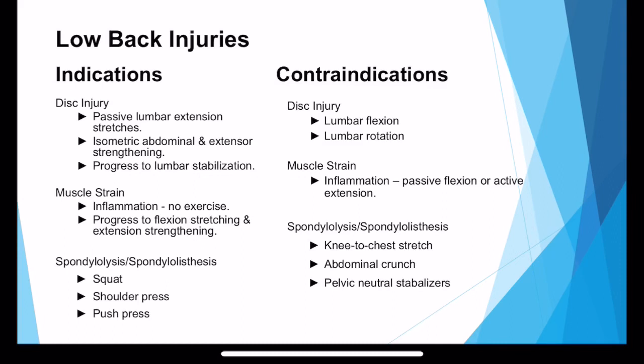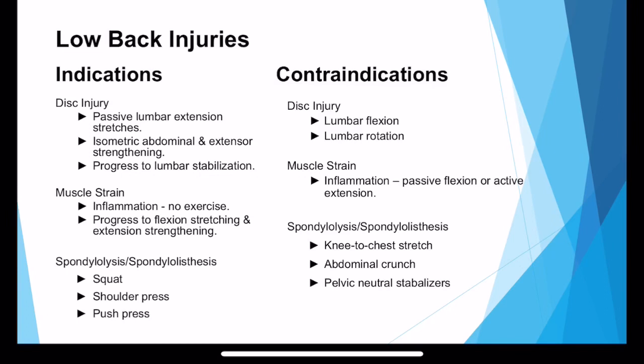And then a contraindication for a muscle strain would be if during inflammation, we're moving that muscle and we're further aggravating it. An indication for spondylolysis and spondylolisthesis would be a squat, a shoulder press, and a push press, and a contraindication for those things would be a needed chest stretch, abdominal stretch, and pelvic neutral stabilizers.